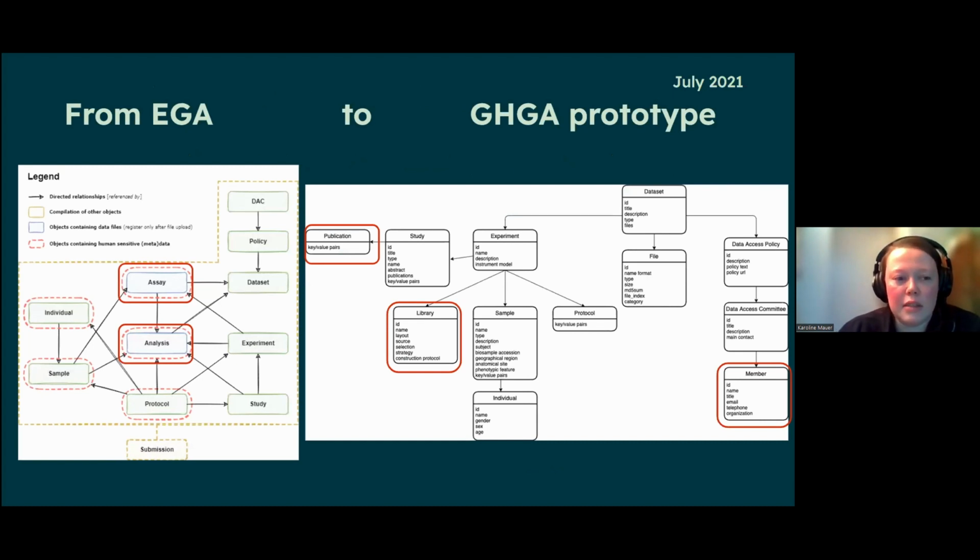So here you can see the EGA schema on the left and our prototype schema on the right. And what you will also see is that the majority of the entities are shared between the two models. At this point, we did not adapt the assay and the analysis from EGA, but we added three more entities, which are the publication, the library, and the member of the data access committee. You can also see that we try to simplify the relationships between the different entities. And we now have a hierarchical model, which is dataset centric.